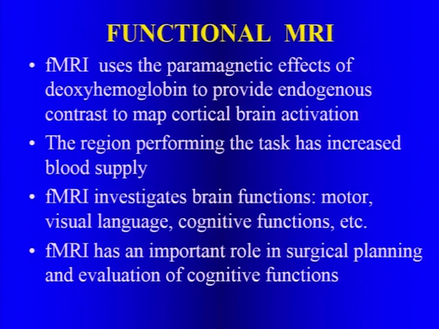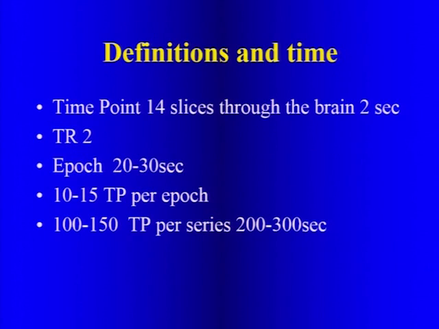contrast of the brain. And so the region that's performing a task has increased blood supply, and so using echoplanar BOLD imaging, we can see functions both in motor, visual, and cognitive functions. And in our instance, we use it mainly for surgical planning, both for tumors and epilepsy, but we are increasingly using it to look at cognitive functions as well.